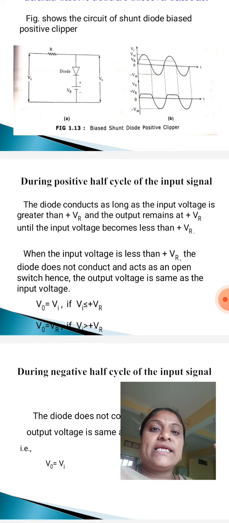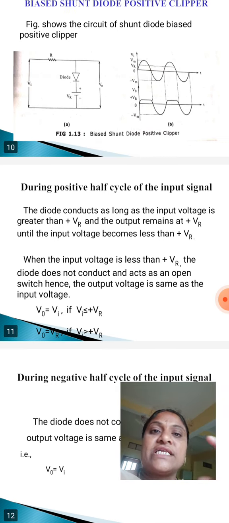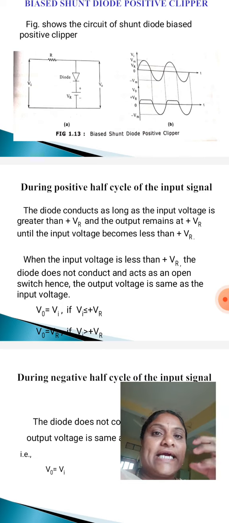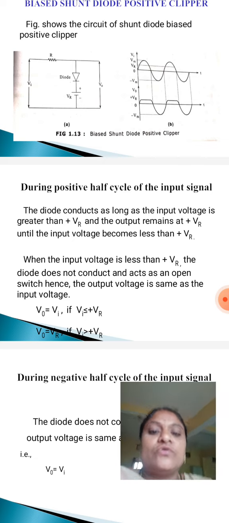And the second case is when the diode is in forward bias. It conducts current, so it is a short circuit, and therefore the voltage across the output is equal to the bias voltage.